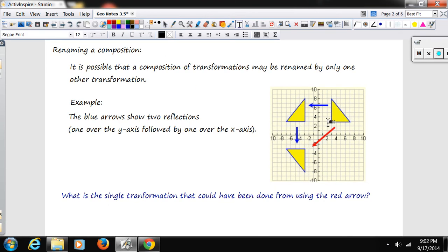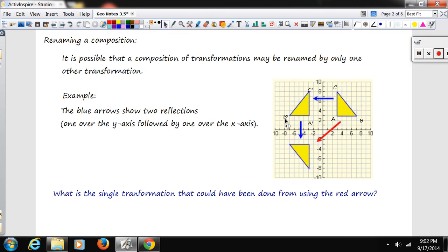Let me put the letters here so we can kind of see it. Here's A, we'll call this one B, and we'll call this one C. So this right here then would have to be A prime. This one up here would have to be C prime. This one over here would have to be B prime.